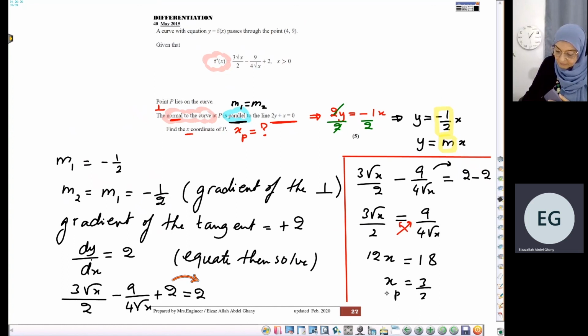This is P. Point P, x coordinate. Ta-da-da!